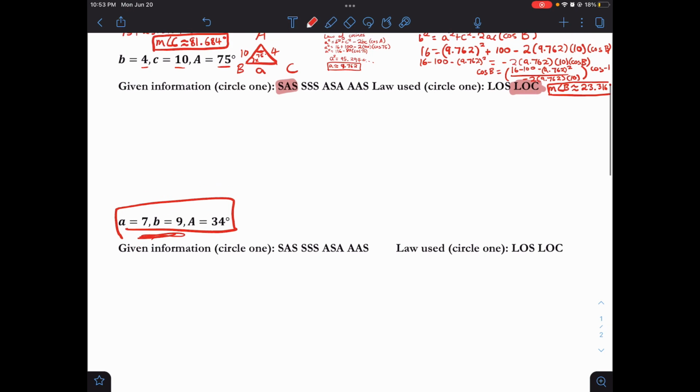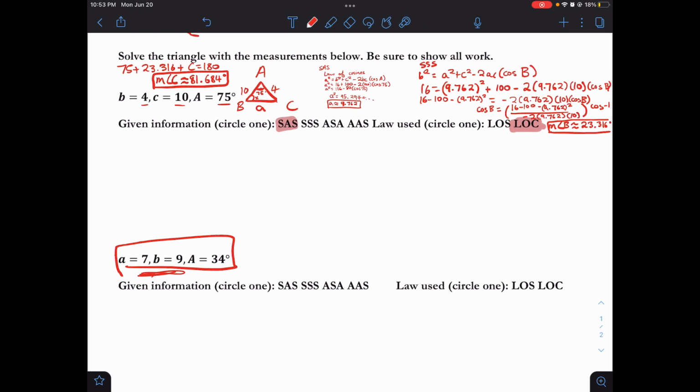So let's draw our triangle. We have A, then angle A, then we have B, then angle B, and then we have big C, and then C. So we get 34 degrees right here, because that's the measure of angle A. Then we get A is equal to 7 right there. And then we get B is equal to 9.